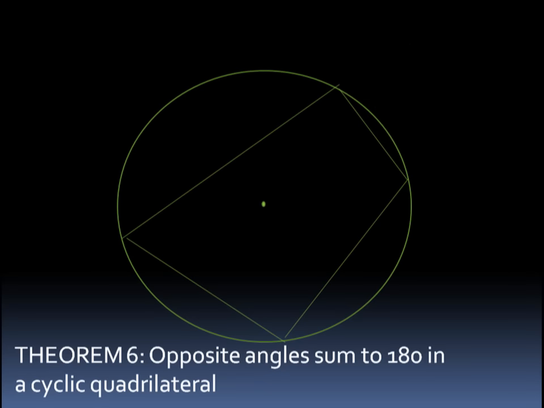All four vertices must be touching the circumference. So if you look at this four-sided shape, this is a vertex here. It's another vertex here of the quadrilateral. This next vertex of the quadrilateral. And this is the next vertex of the quadrilateral.